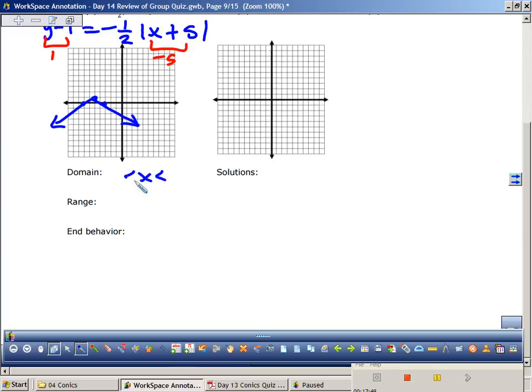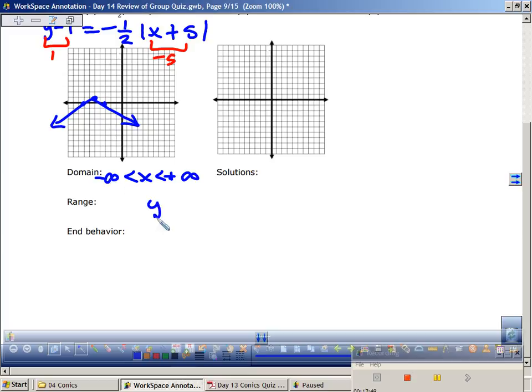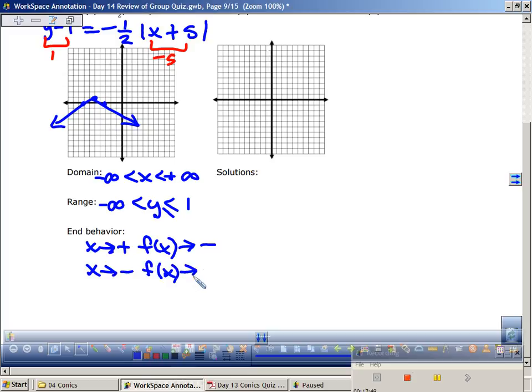Second of all, you should be able to tell me that x is in between positive infinity and negative infinity. You should be able to tell me that the range has an upper boundary of positive 1, including 1, and a lower boundary of negative infinity. And the end behavior is, as x goes in the positive direction, the graph goes negative. As x goes in the negative direction, the graph also goes down. The graph is always going down. So that's for full credit on that.